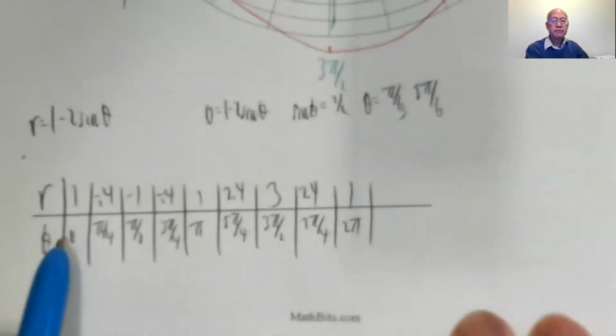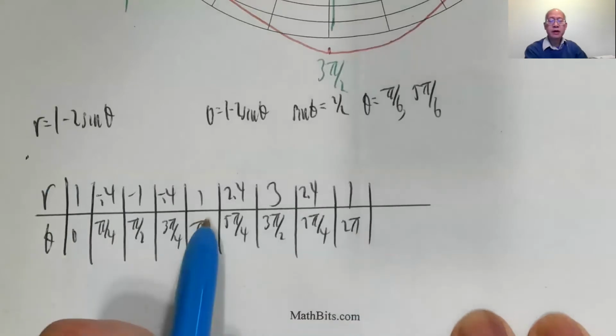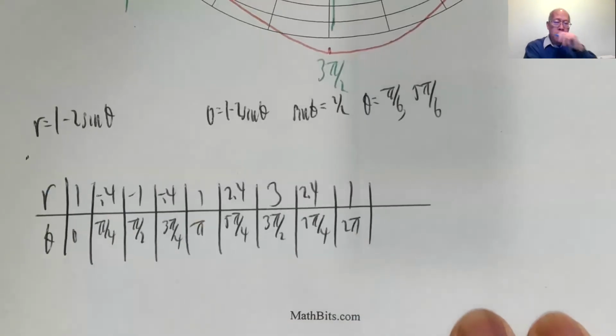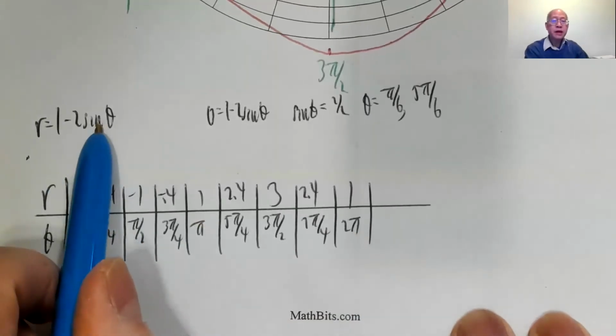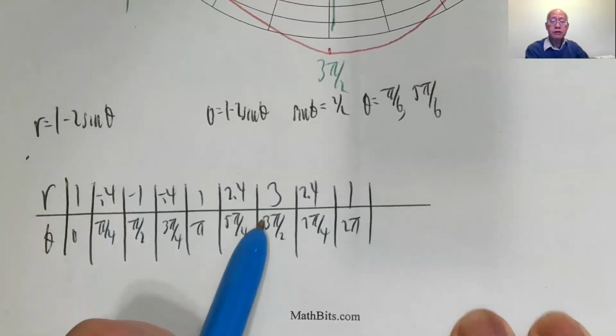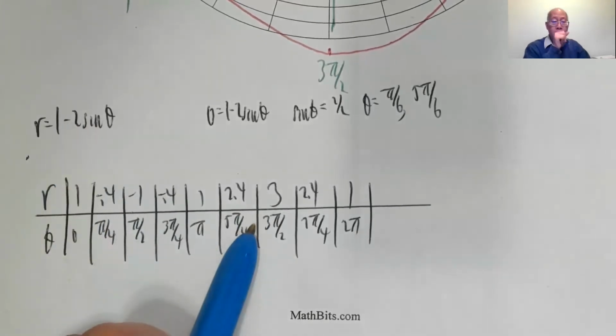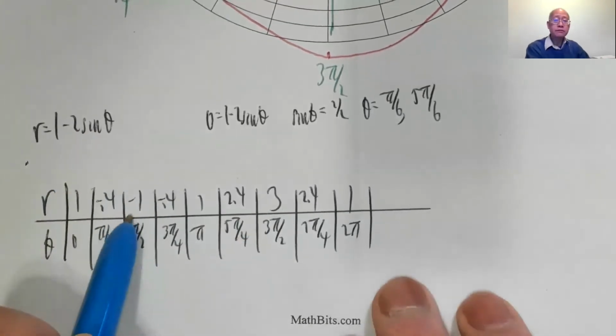So here's my table. Plug in 0. This is 0, 1. Also 2 pi. Also pi. Plug in pi over 2. Get 1. 1 minus 2 is negative 1. 3 pi over 2. Negative 1. 1 minus 2 times negative 1 is 3. Plug in pi over 2.